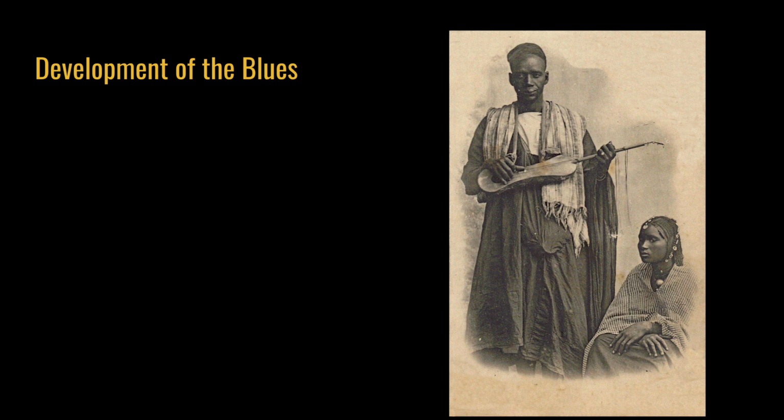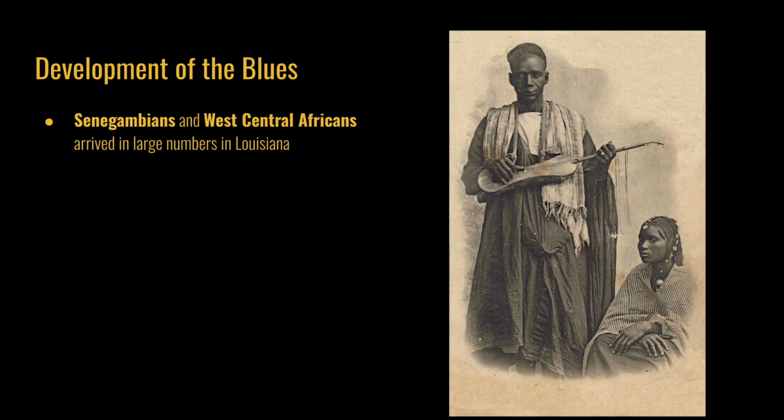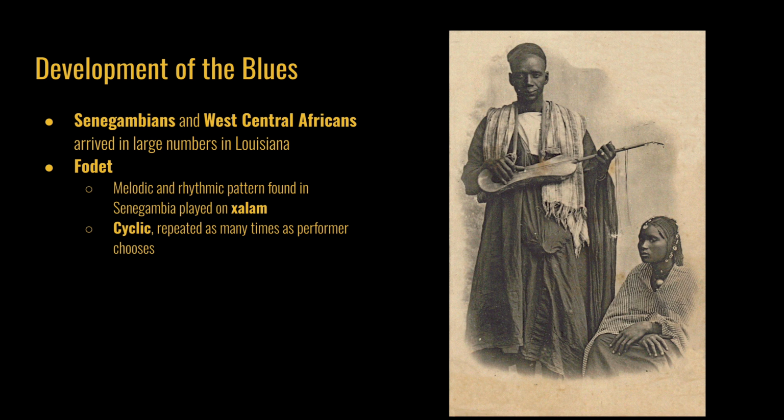There are parallels between the blues and other African musical elements. Senegambians and West Central Africans arrived in large numbers in Louisiana where the blues developed. The structure of the blues is also very similar to the Senegambian fodette. It utilizes a melodic and rhythmic pattern found in Senegambia, played on the kalam. It has a cyclic nature, which means it can be repeated as many times as a performer chooses.